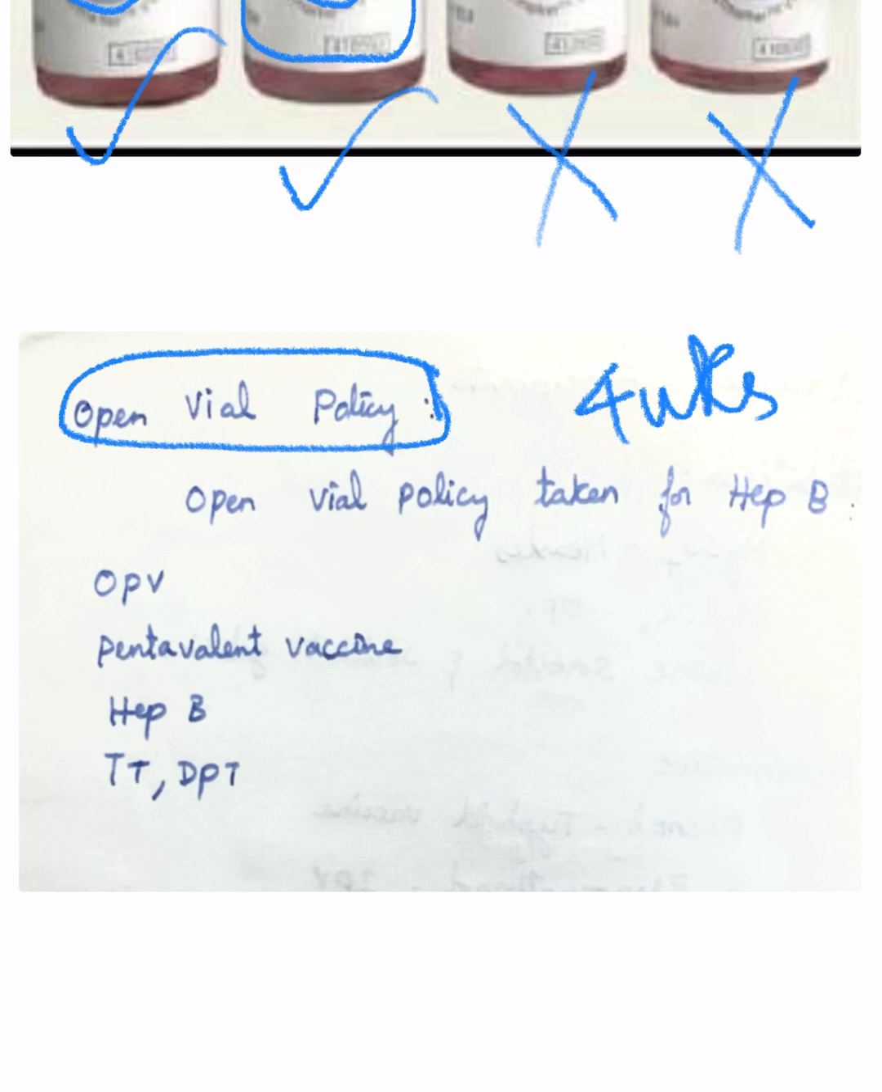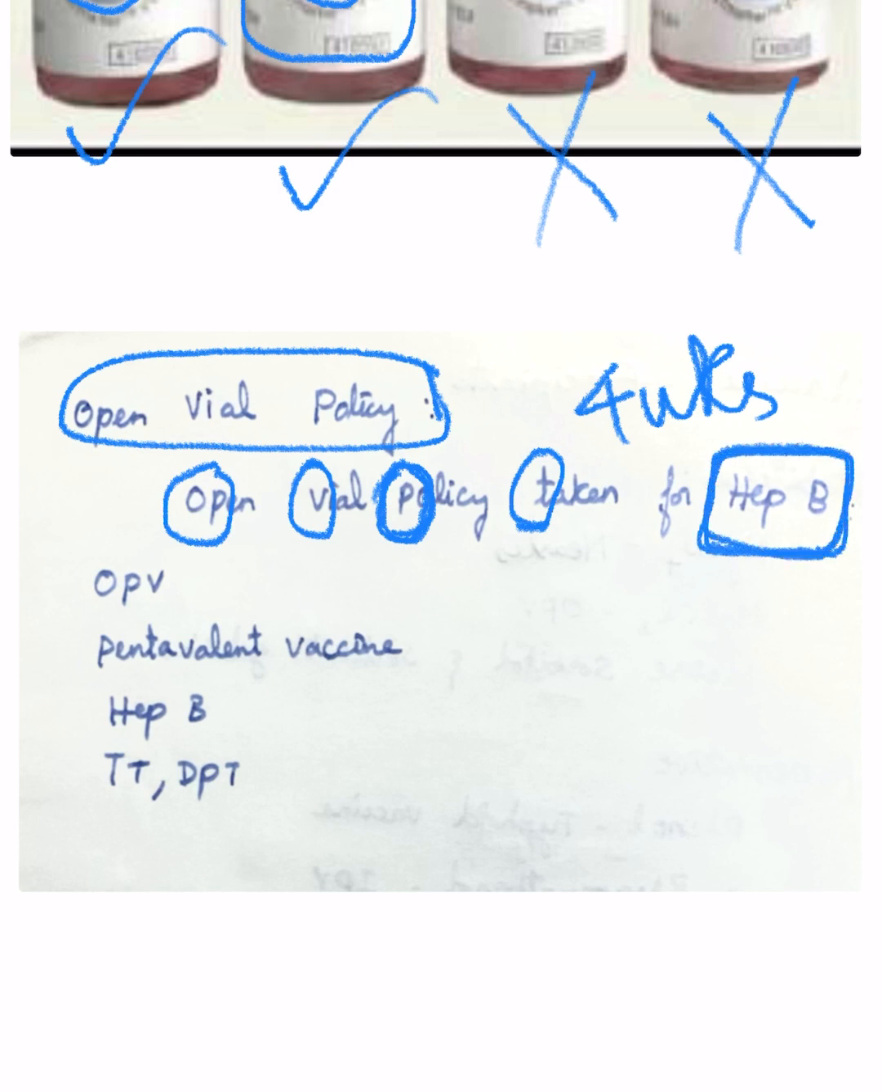To remember this, the mnemonic is: open vial policy taken for hepatitis B. Here, O is the OPV vaccine, P stands for pentavalent vaccine, T stands for tetanus toxoid and DPT, and hepatitis B is the hepatitis B vaccine. These are the vaccines which follow the open vial policy, and the remaining vaccines do not obey the open vial policy. That is, once they are opened, with or without usage, they should be discarded.